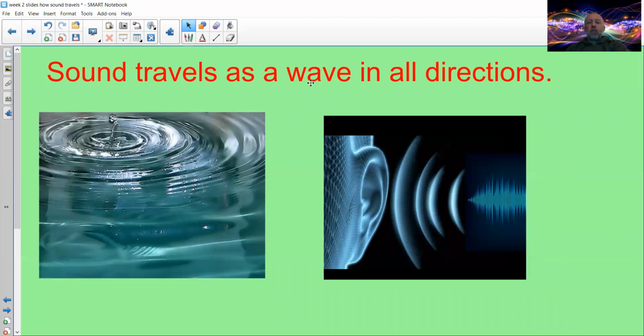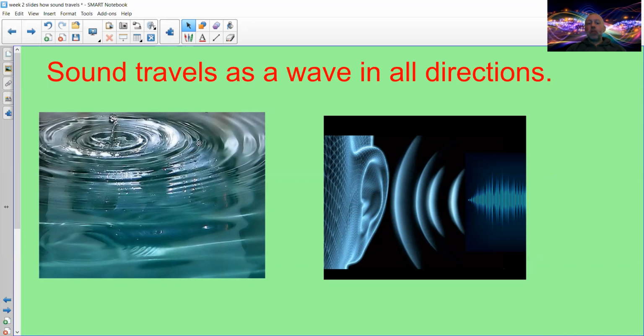Next, so sound travels as a wave in all directions. So we've got to think about what we mean by a wave. So we think of waves in water, don't we? So here we've got a stone being dropped in the water, and it sends out a wave of energy in all directions, doesn't it? So when the stone does that, the water doesn't really move. That wave isn't water moving from there to there. It's just energy that's traveling through the water and making that wave shape. So it's the energy created by the stone dropping in there, and it sends out this wave of energy in all directions.